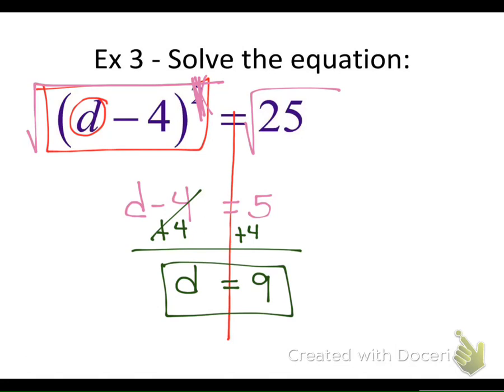Box it. Circle your variable. Get in the habit of doing it now. Box your answer. That's going to be a point off your grade if you don't box it, right?